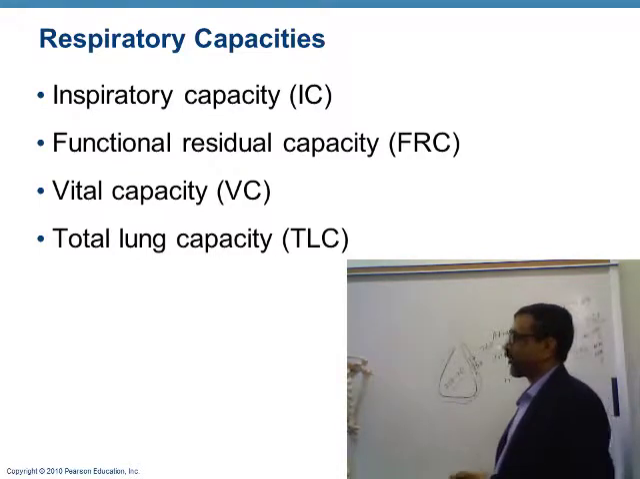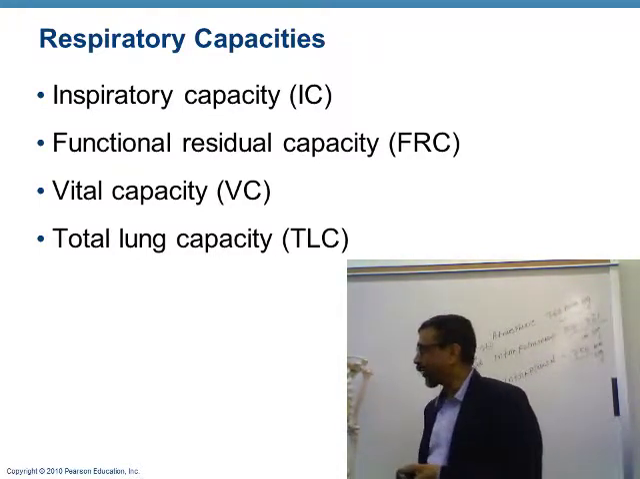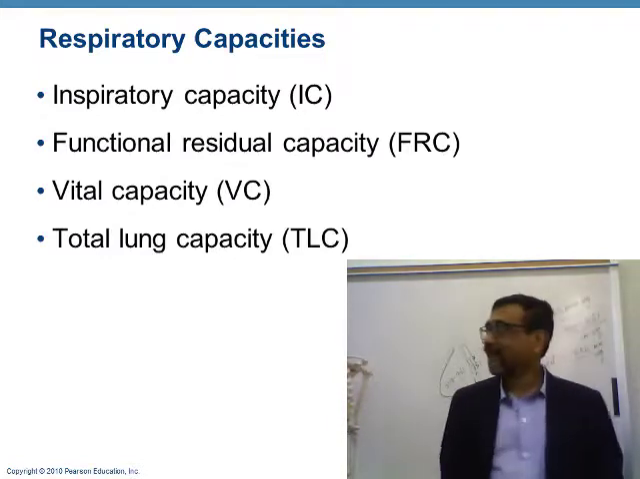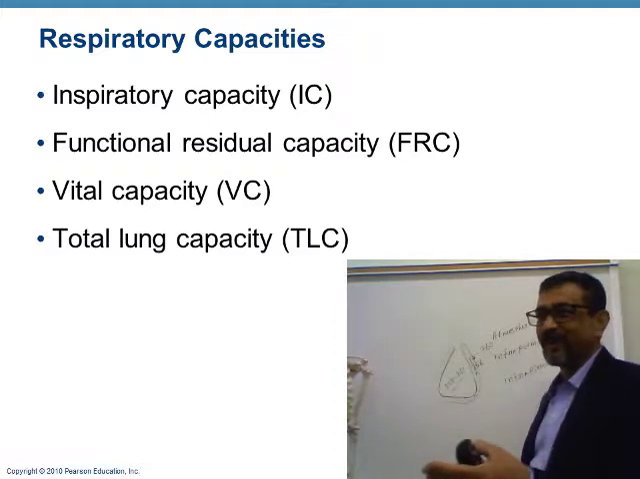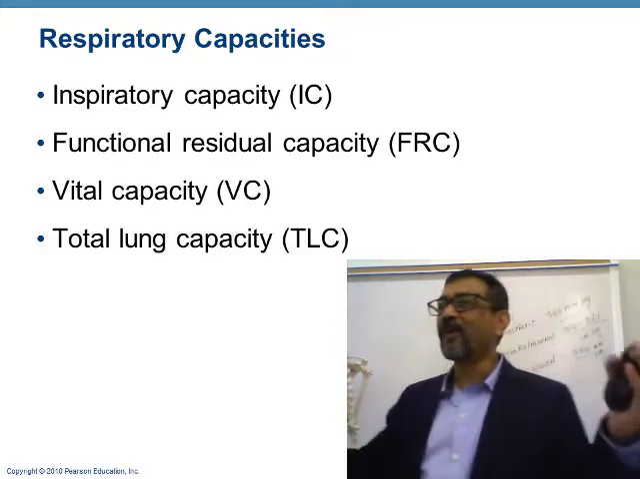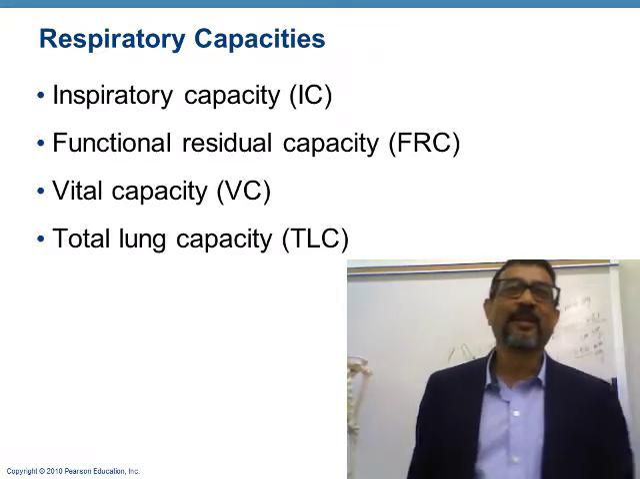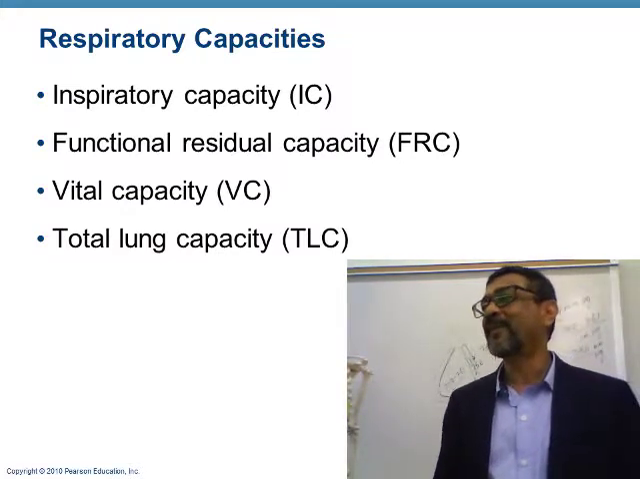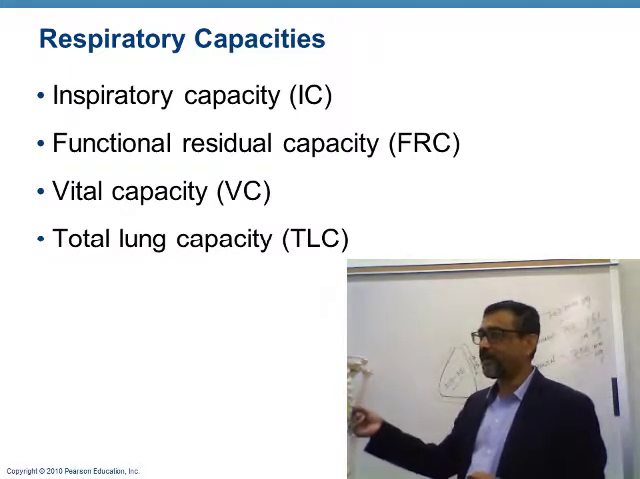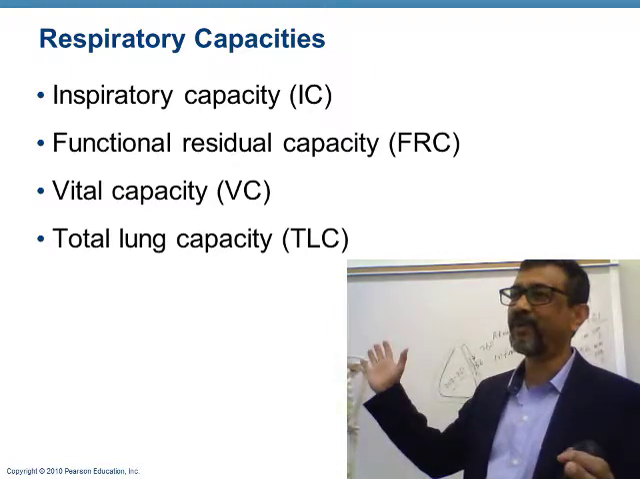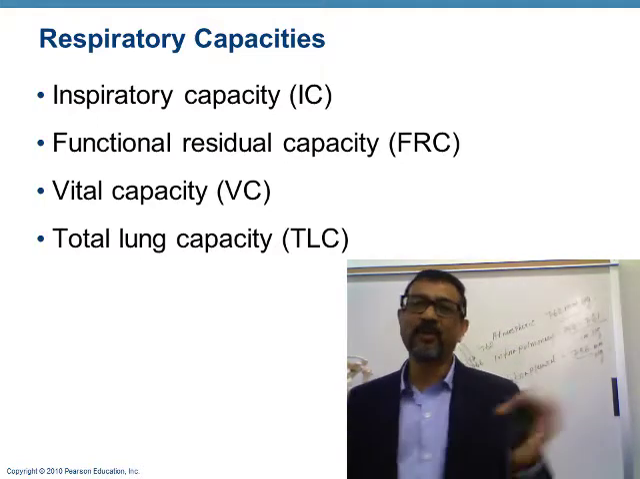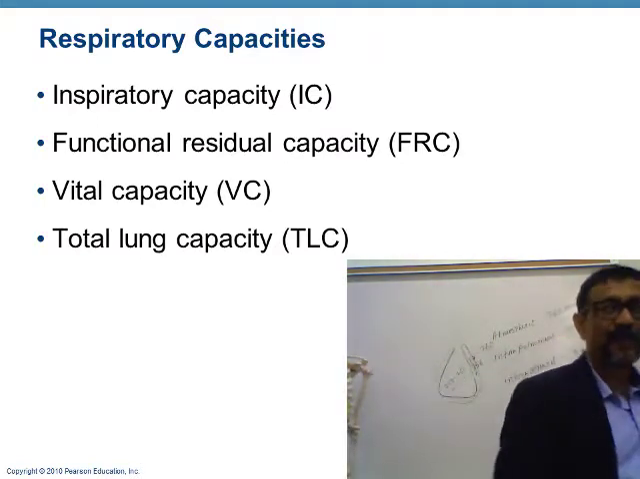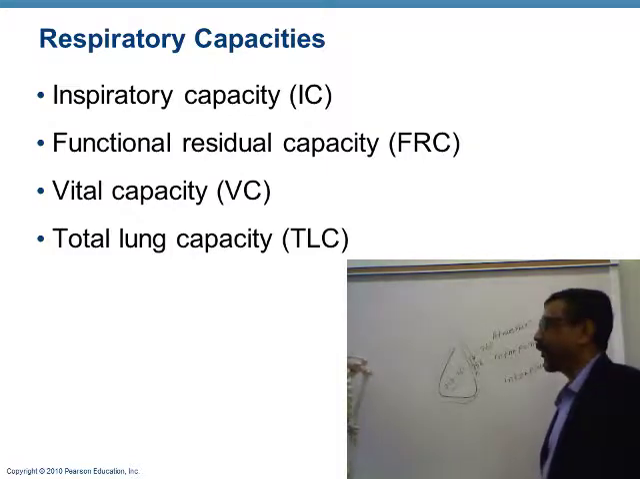Inspiratory capacity, functional residual capacity, vital capacity, total lung capacity. So you see here, total lung capacity is very easy, because if you add all 4 volumes that we have talked about together, that will give you a total lung capacity. That means tidal volume, inspiratory reserve volume, expiratory reserve volume, residual volume. Right? Those are 4 volumes. So if you add all of them together, that will give you a total lung capacity, which is higher in male, again lower in female.